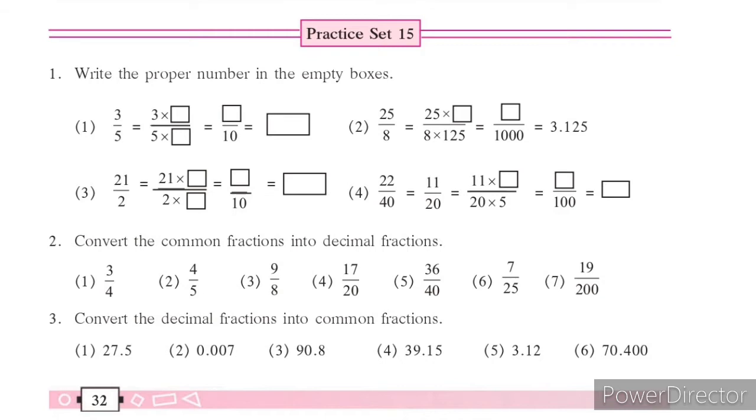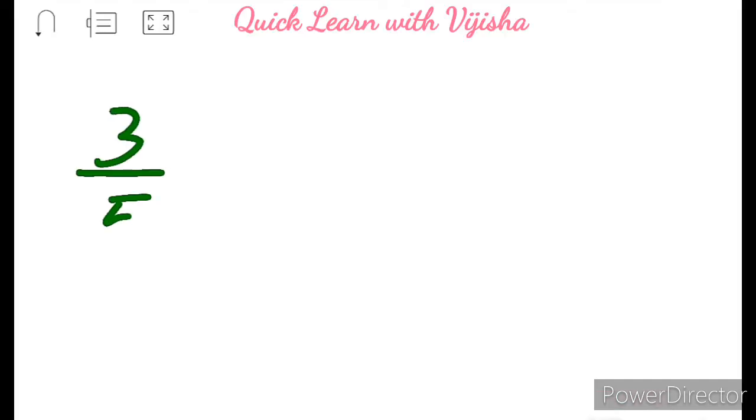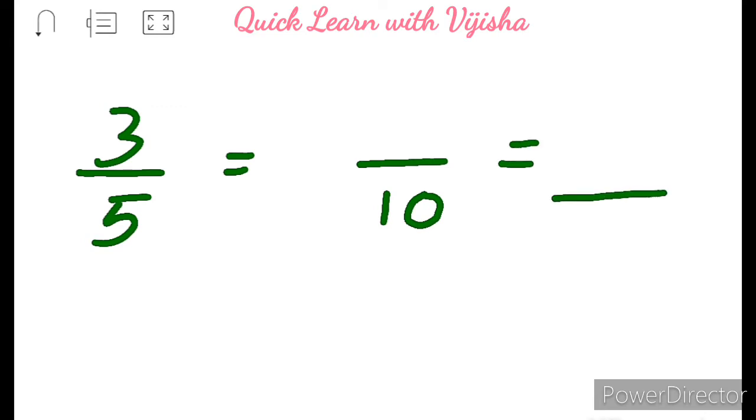Today we will see class 6 practice set 15. In this we have to convert the fractions into decimal form. So let's see how to do the questions. Question number 1 is given as 3 upon 5 is equal to, here the answer is given as 10. And we have to convert this number into fractions. So let's see how to do this.